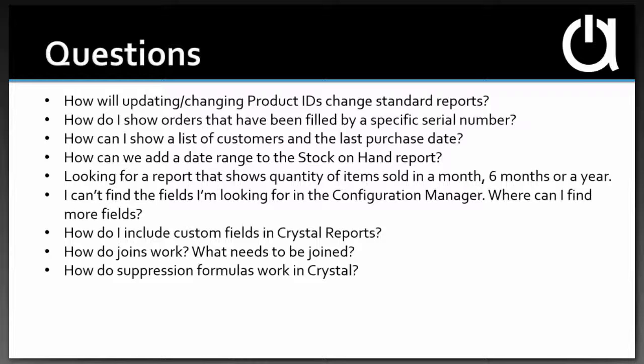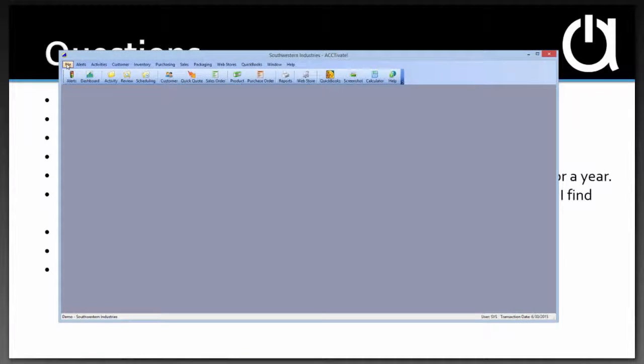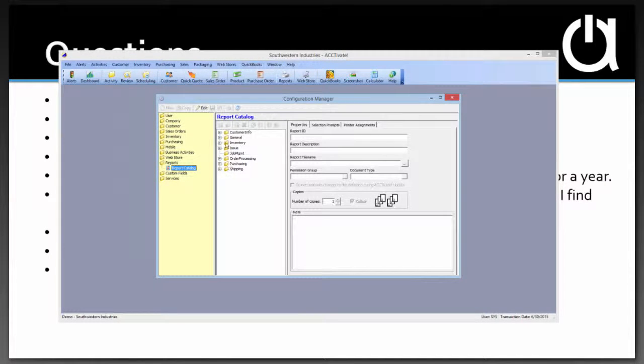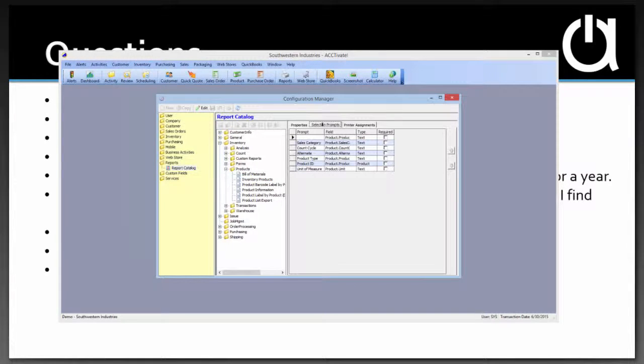What I do want to do is jump into Acctivate and jump into the Configuration Manager real quick. We did talk about this a little bit in the February webinar. So if we go into Configuration Management, Reports, Reports Catalog, let's jump in and look at just any old report. Let's do products, and let's look at our selection prompts. So here's where we set up our reports to work with different fields, different data that we want to filter and sort by. And I'm hoping that this is where we were going with that question.